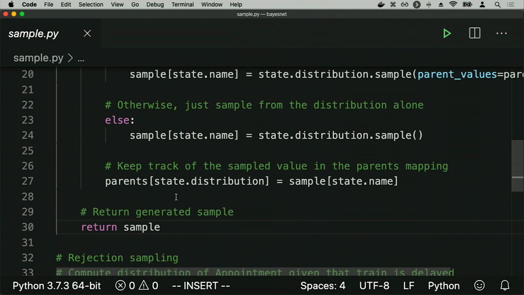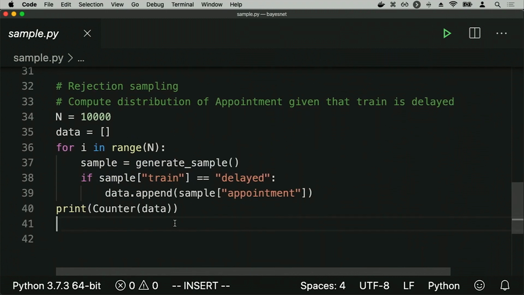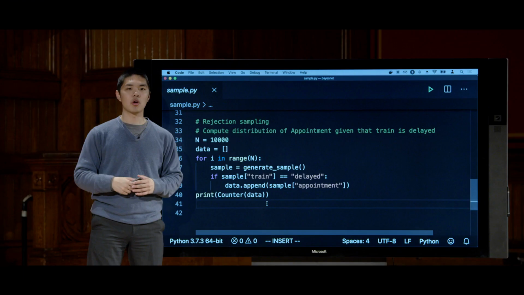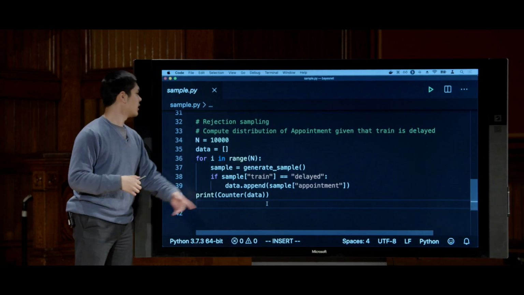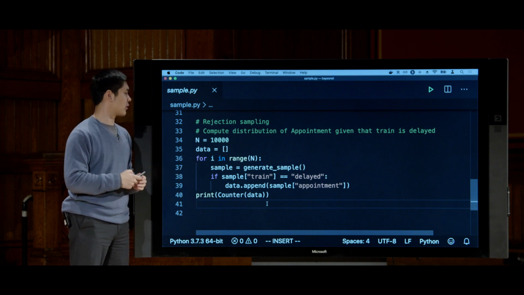The exact syntax of this, again, is not particularly important. It just happens to be part of the implementation details of this particular library. The interesting logic is down below. Now that I have the ability to generate a sample, if I want to know the distribution of the appointment random variable, given that the train is delayed, then I can begin to do calculations like this. Let me take 10,000 samples and assemble all my results in this list called data.